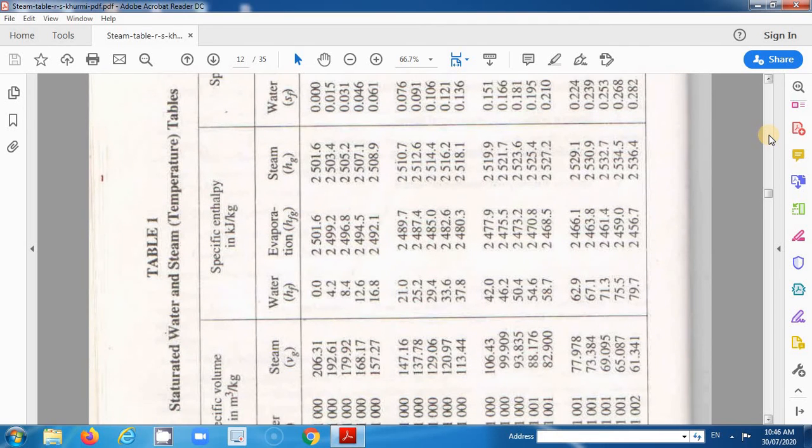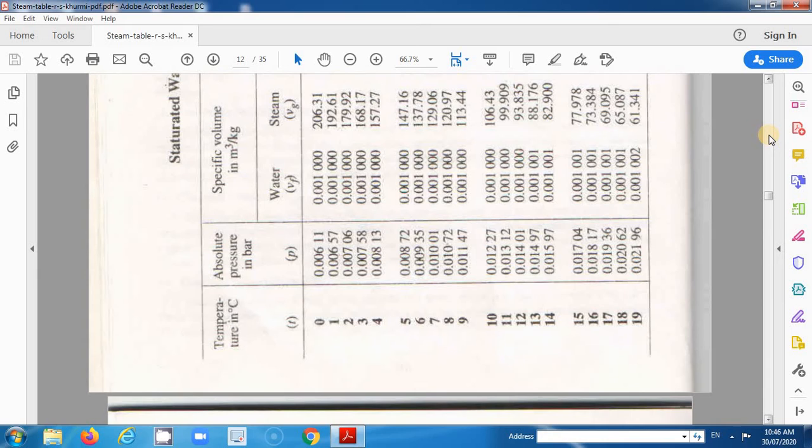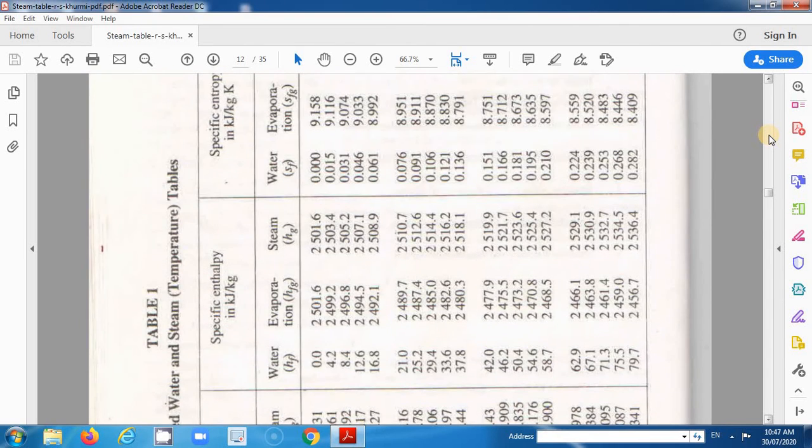You see that the first column is the temperature. Previously that table was an abstract, and here it is the actual steam table, which starts from 0 degree. Why is it called a temperature base? Because the first column is temperature and the corresponding values are given: the corresponding absolute pressures, then Vf, Vg, Hf, Hfg, Hg, Sf, Sfg and Sg. All these are given in these columns.